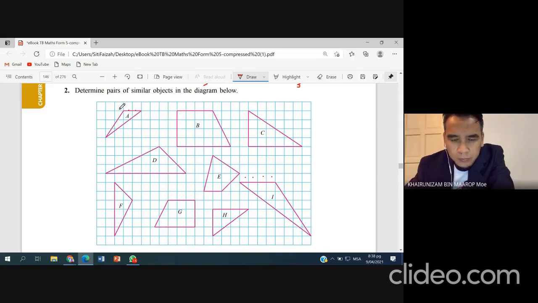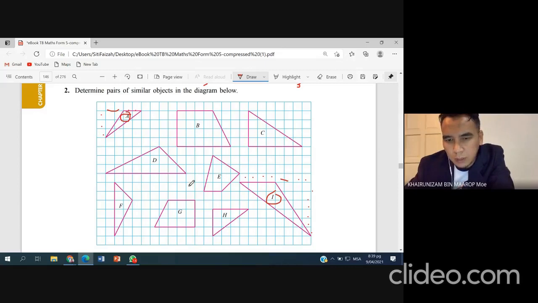Okay, what about this one? I think this one, yes. This one we can come from here. 1, 2. 1, 2, 3. So we get 5 here. So that means here also, actually, we can get 10. 1, 2, 3, 4, 5, 6, 7, 8, 9, 10. So the pair of A is I.